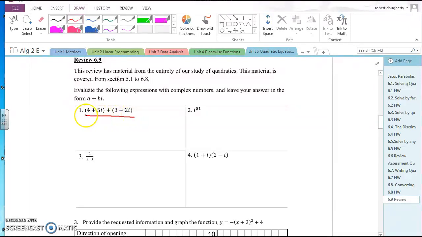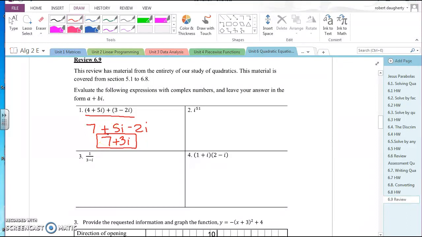This particular case, I'm adding two complex numbers. Add the real part and the imaginary part. This becomes 7 plus 5i minus 2i. This is 7 plus 3i.